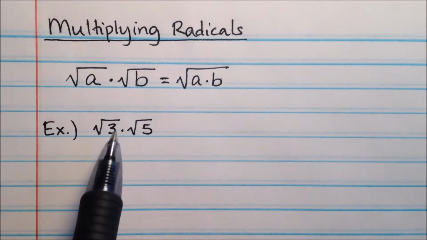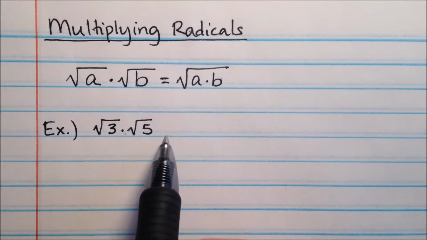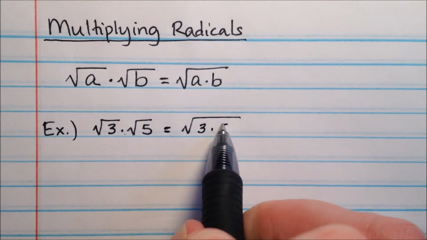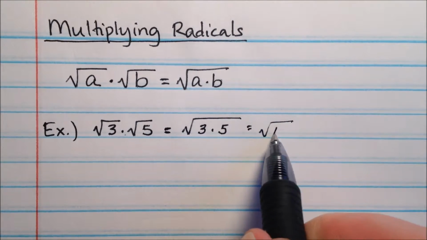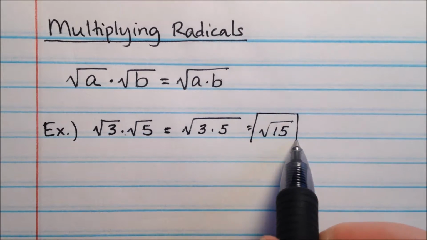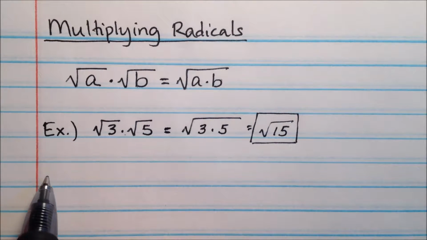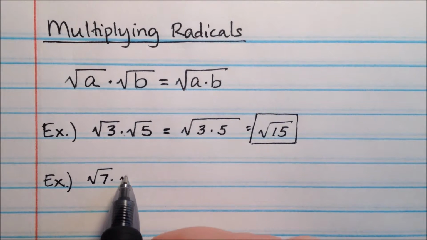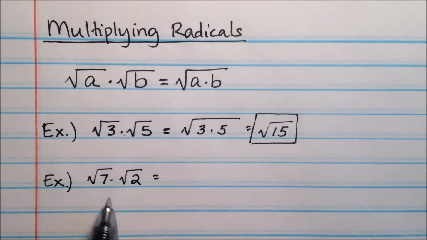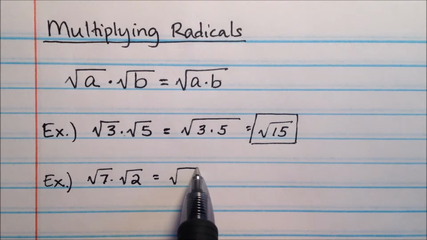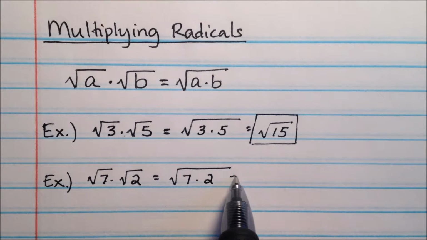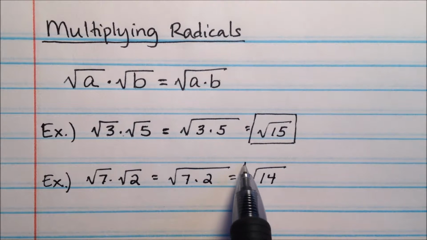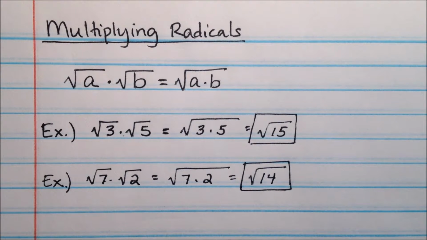So the first example we're going to look at is the square root of 3 times the square root of 5. So what that's going to look like is under one radical we're going to put 3 times 5 and we're going to get the square root of 15. The next example we're going to look at is going to be the square root of 7 times the square root of 2. So again, we'll take this radicand and this radicand and put them under one radical together and multiply them. So 7 times 2 equals 14. And so it's the square root of 14.